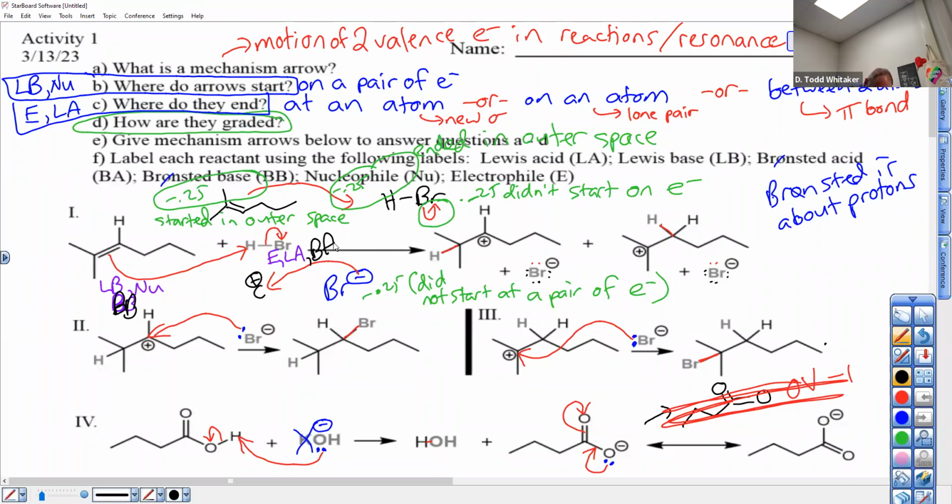Now this next one is not. Where's the Lubnu down here? Yeah, where the arrow starts. Lubnu. And don't add any more letters, please. Lubnu. Is it attacking a proton? No, it's attacking a carbon. Do not add any Bronsted at all. It's not a Bronsted reaction. Okay. Lubnus always react with Elas.